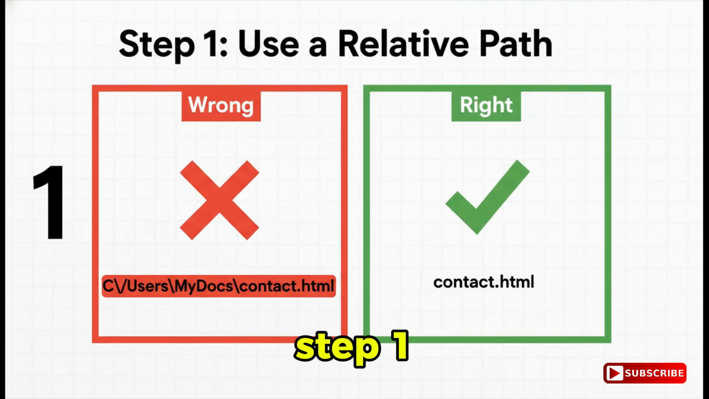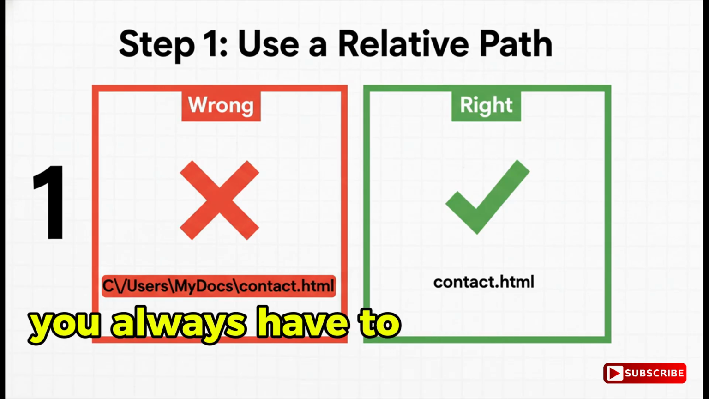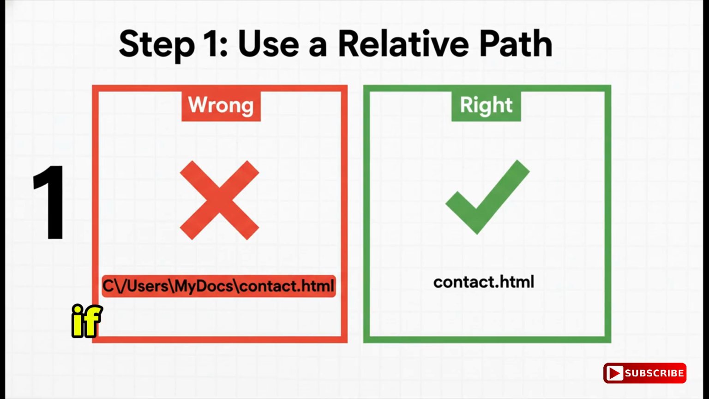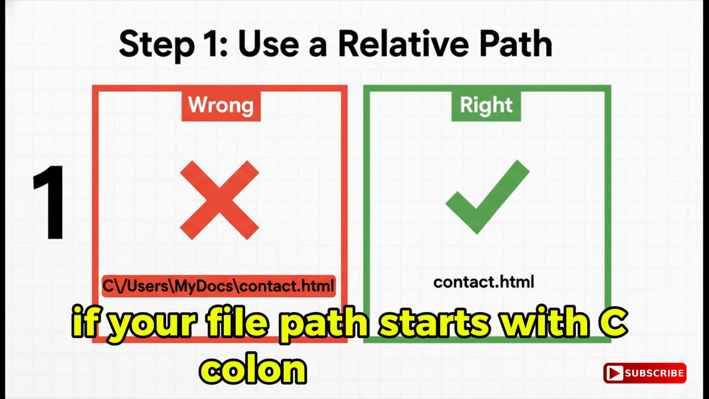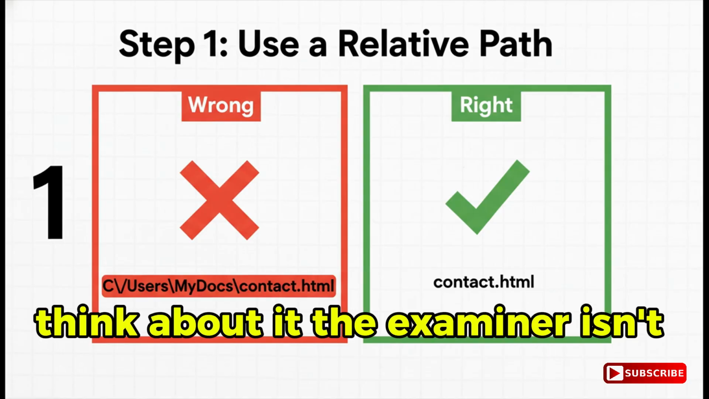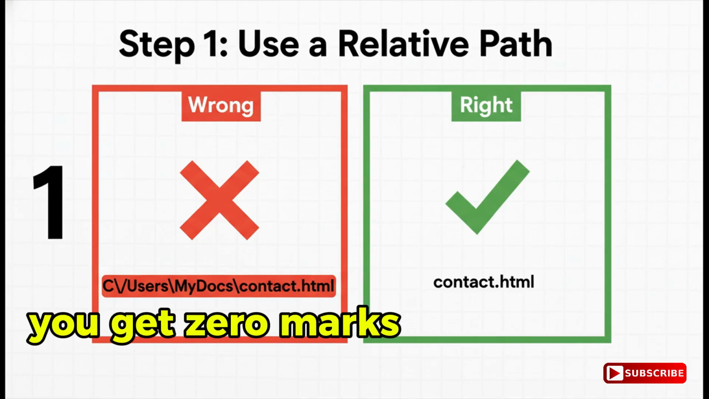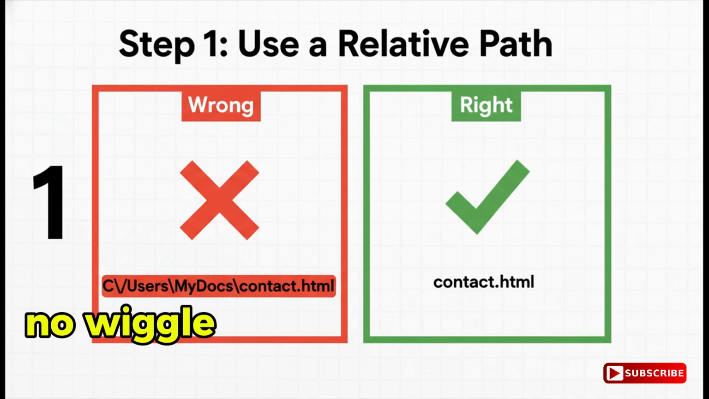Step 1, and this is probably the most important one of all: you always have to use a relative path. I mean it. If your file path starts with C:\, it is just plain wrong. Think about it. The examiner isn't on your computer. They don't have your folders. If you get this wrong, you get 0 marks for that link. It is that simple. No wiggle room.